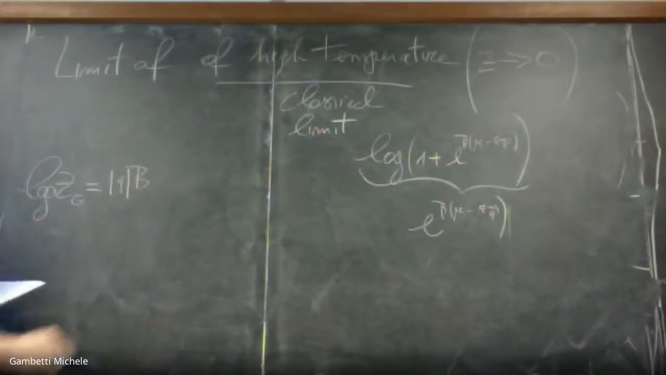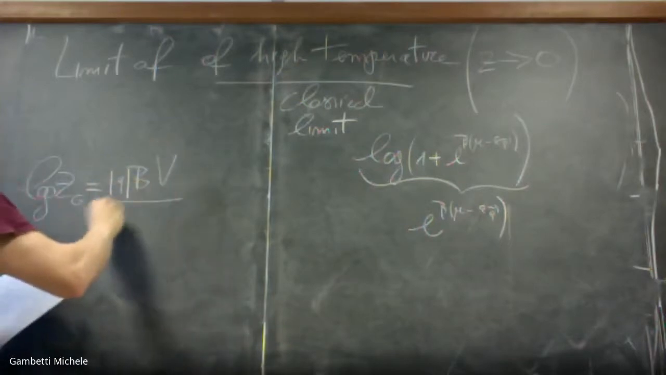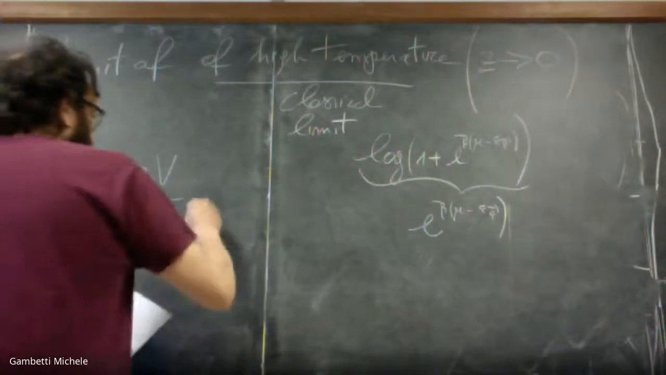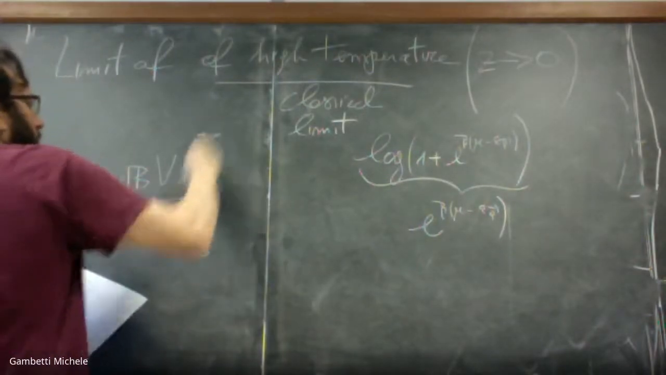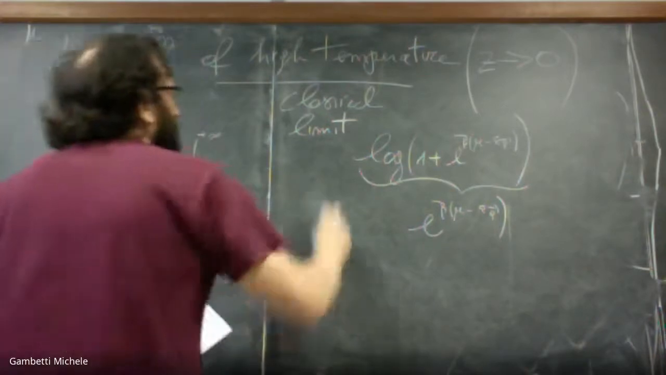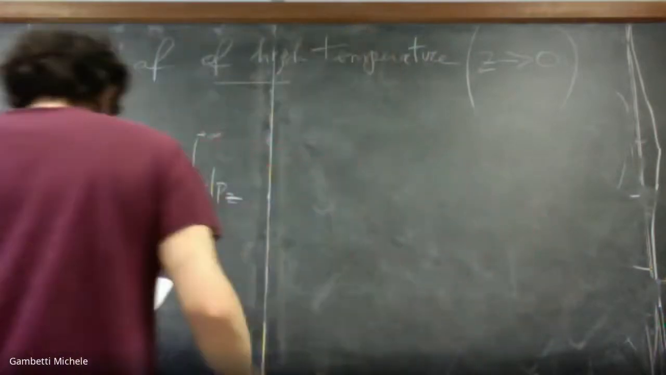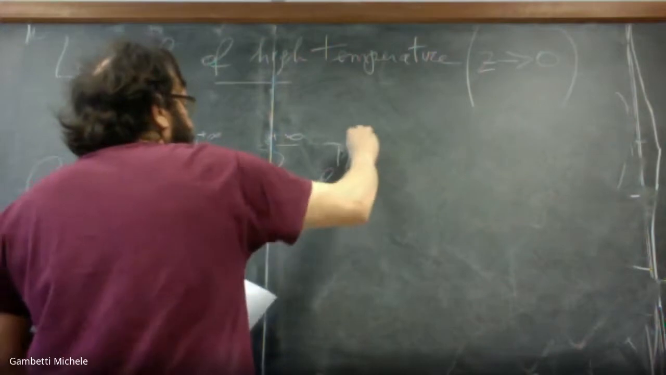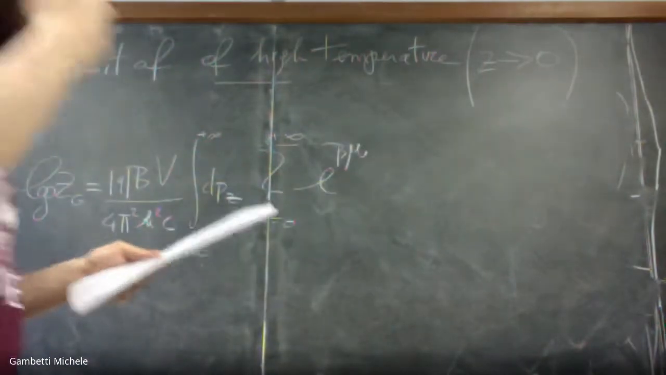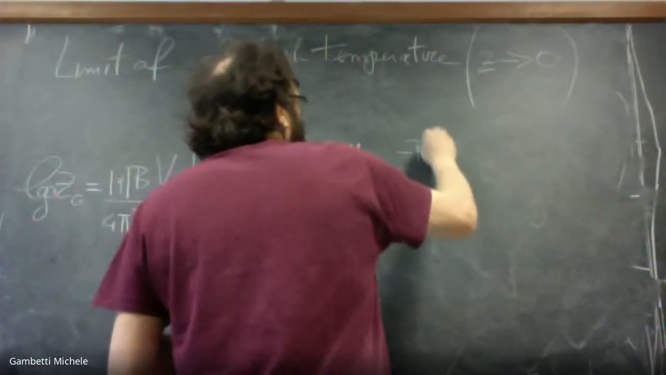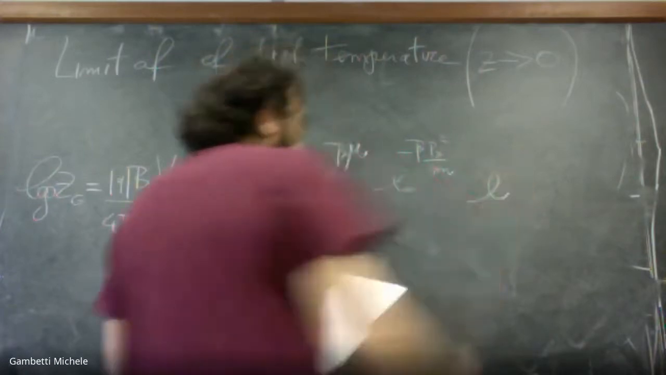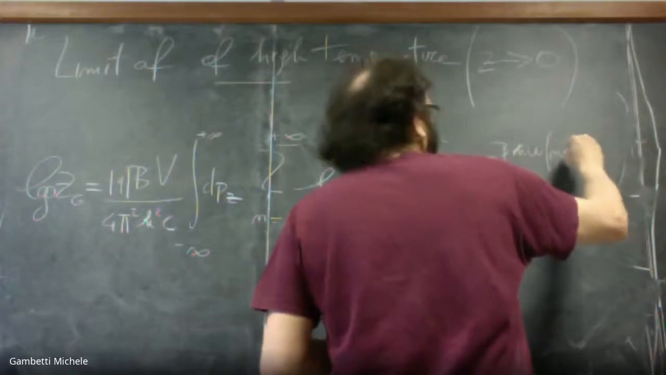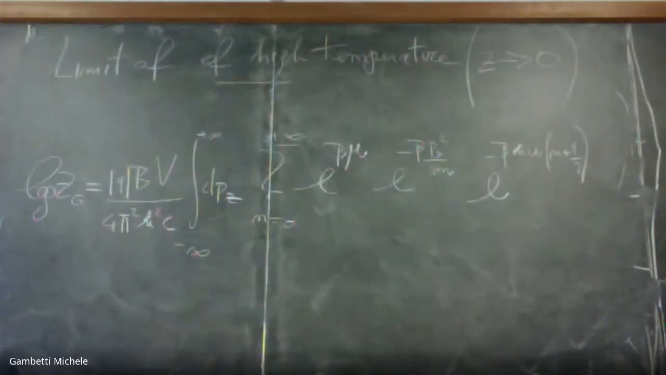There are some factors which are still there, qB volume divided by 4 pi squared h bar squared c. Then I have the integral from minus infinity to plus infinity over dpz, then the sum from 0 to plus infinity, the exponential of beta mu, which I better put outside at some point. Then the exponential of minus beta pz squared divided by 2m. And finally, the exponential of minus beta h bar omega times n plus 1/2.